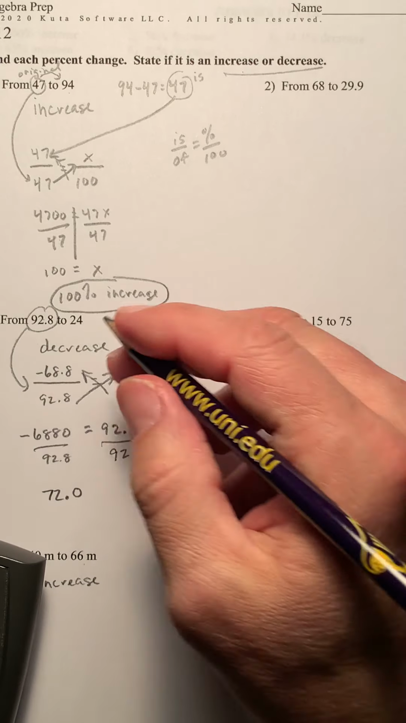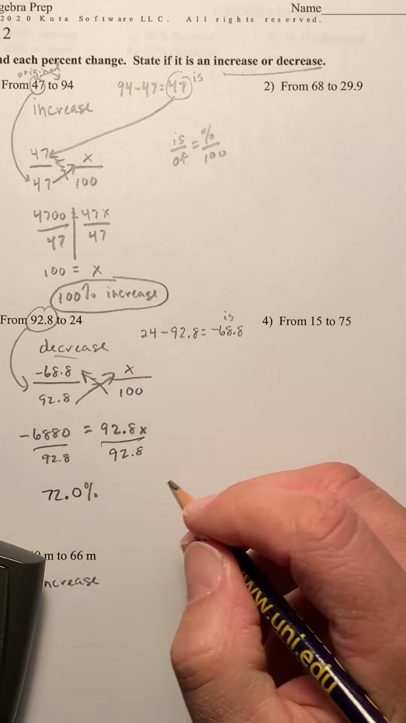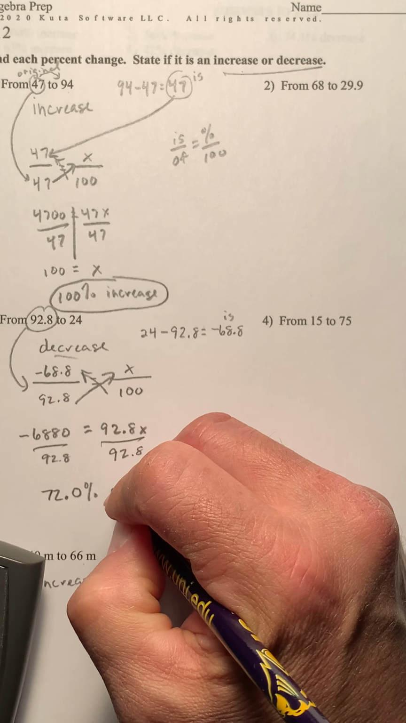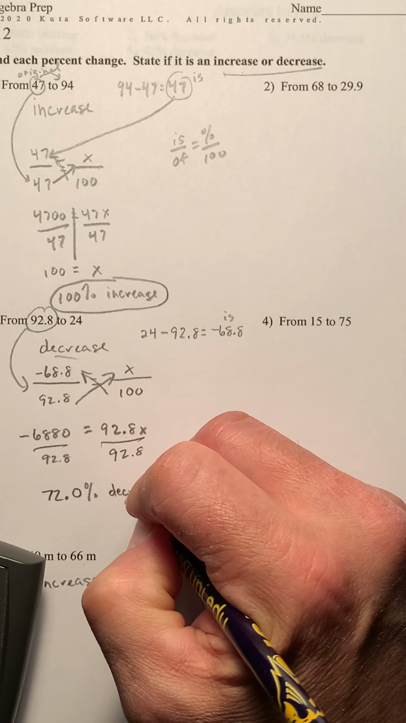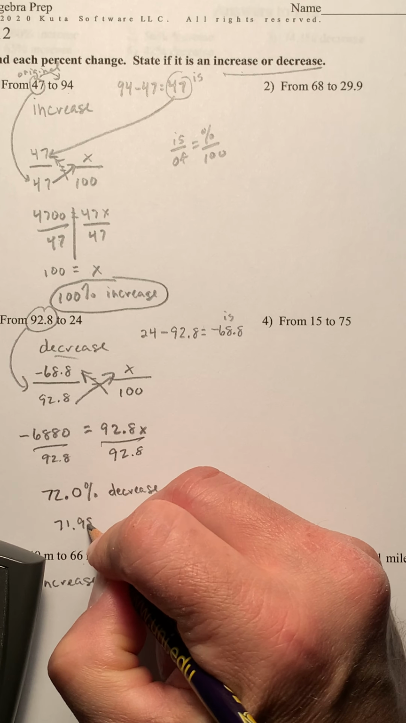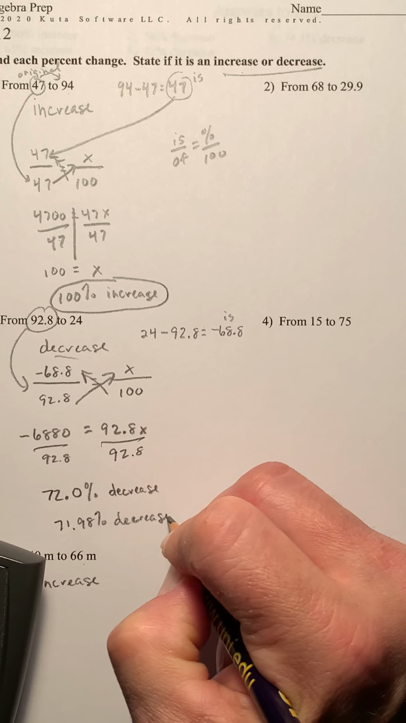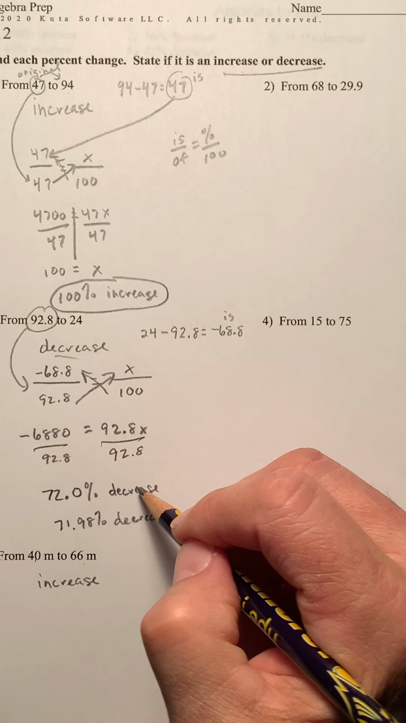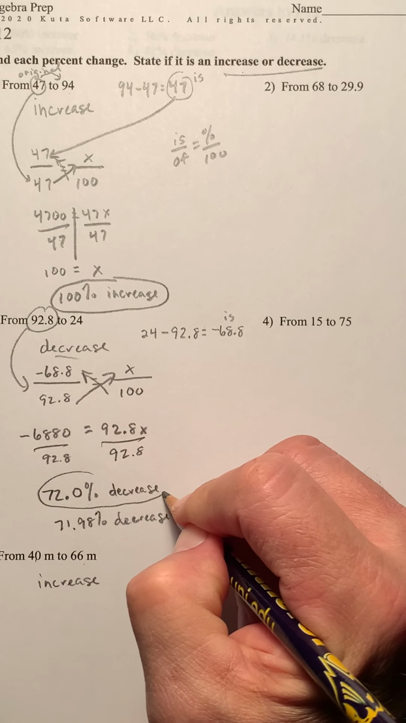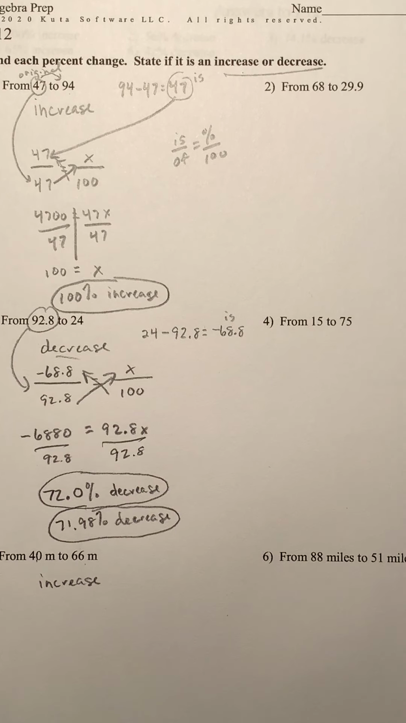Now keep in mind that the negative simply means we're going down. And so we're going to take care of that when we say the word decrease. So we don't need to write negative in our answer. We could just say 72.0% decrease. Or we could say 71.98% decrease. I don't want to go negative and then the word decrease. That would be redundant and technically would make the numbers go in opposite directions. We don't want to have that.